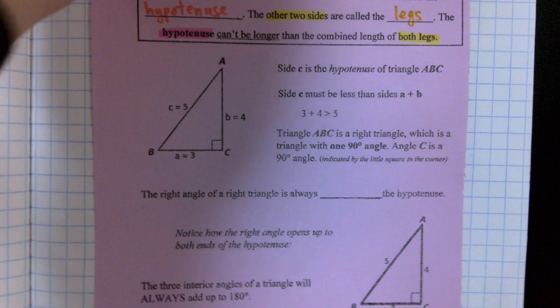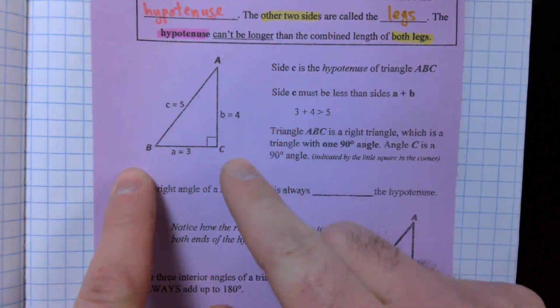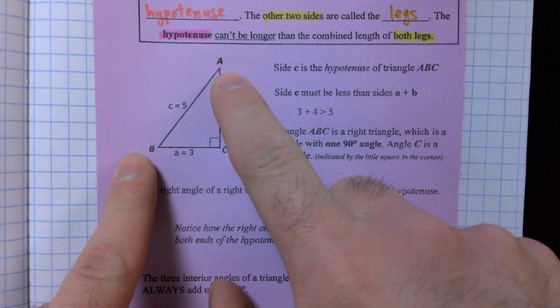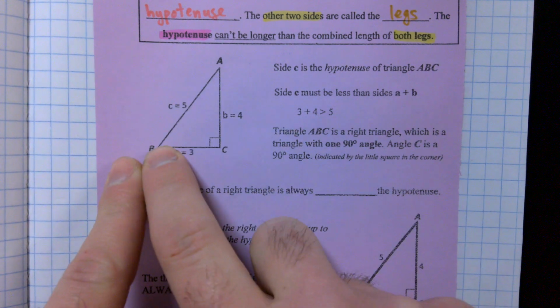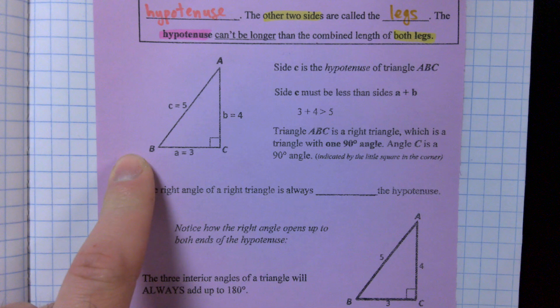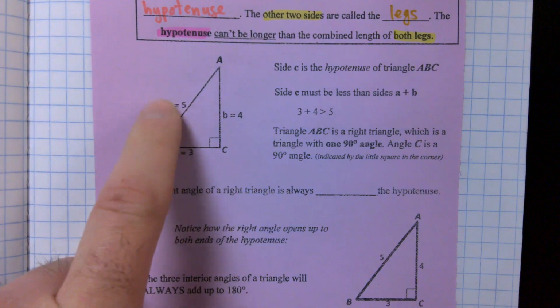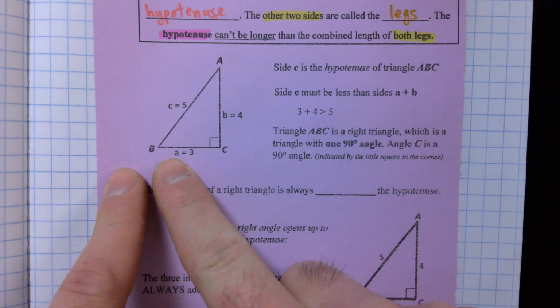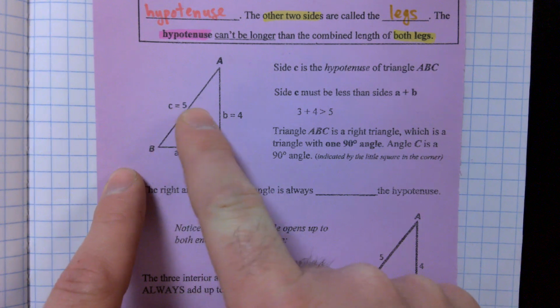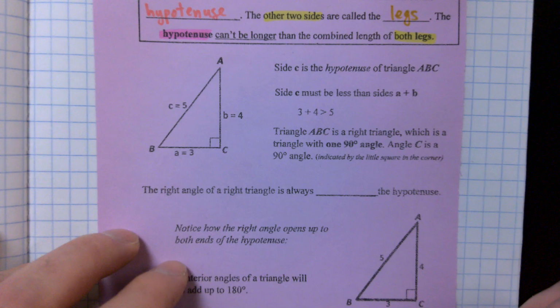So let's take a look at triangle ABC here. Here's triangle ABC. Angle A all the way up here, angle B down on the bottom left, and then angle C in the bottom right. Okay? And then I have my side lengths. A, which is 3 units long, B, which is 4 units long, and C, which is 5 units long.